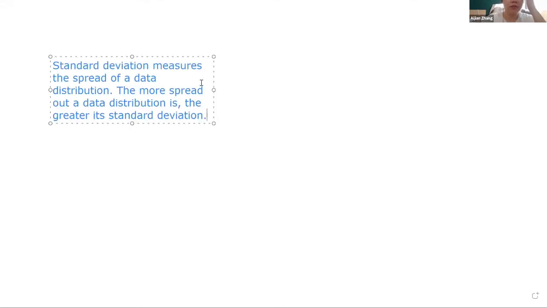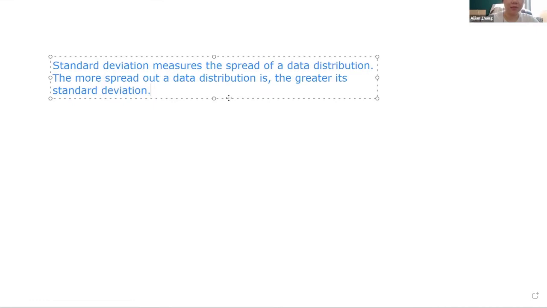Okay, here we go. First things first, standard deviation. Who has heard of this term before? Just by a raise of hand. Okay, so we're all familiar with that. Great. So, recap: standard deviation measures the spread of a data distribution. The more spread out the data distribution is, the greater its standard deviation.